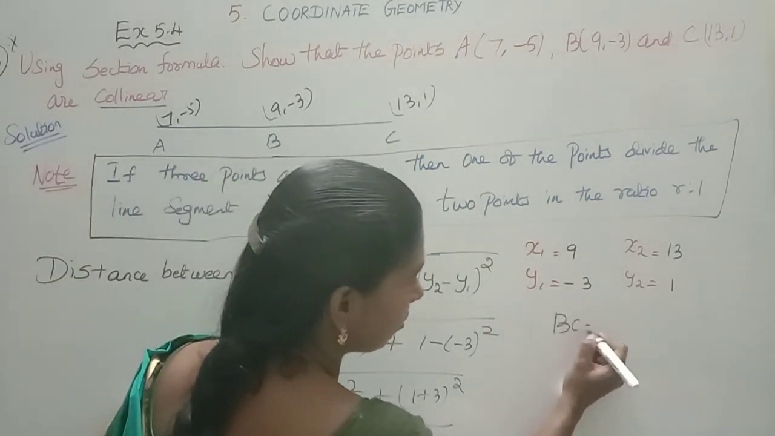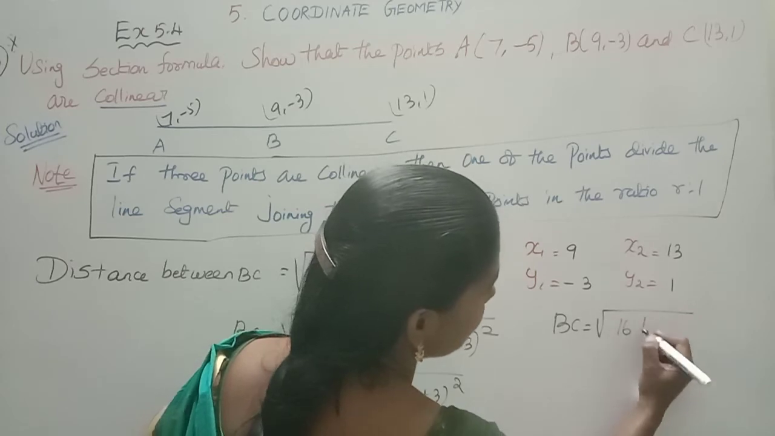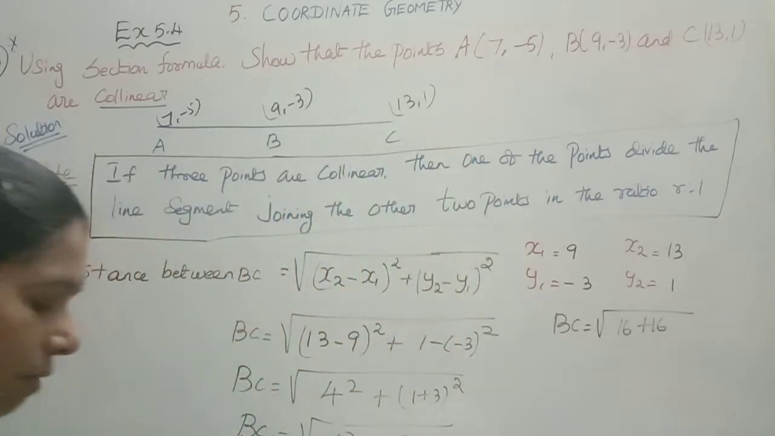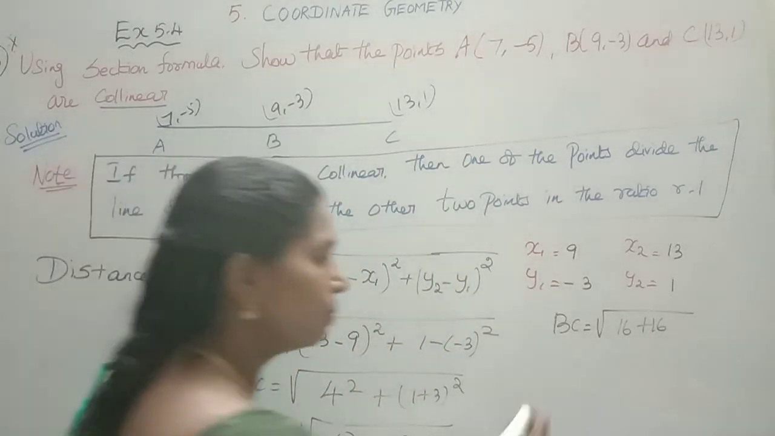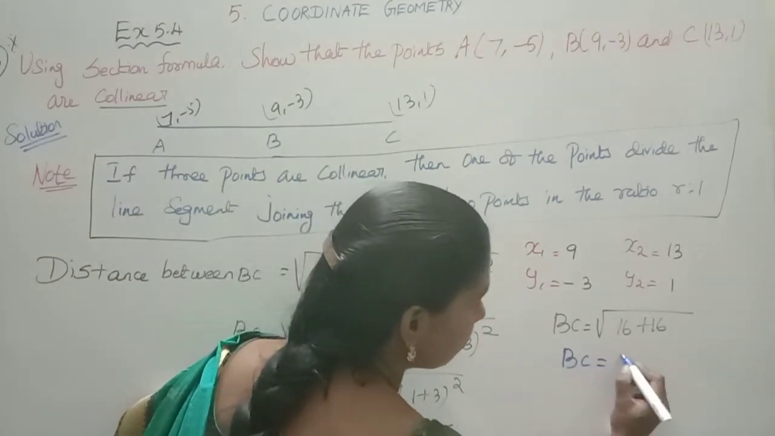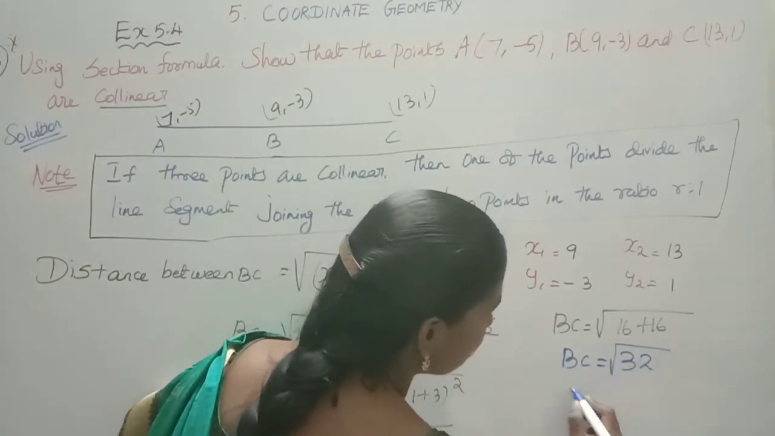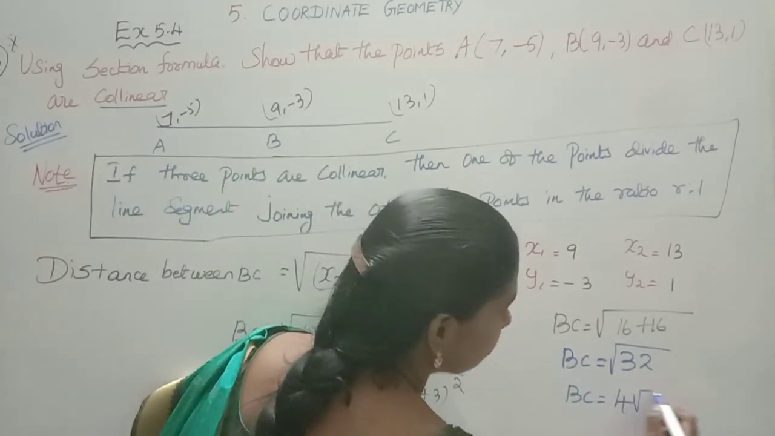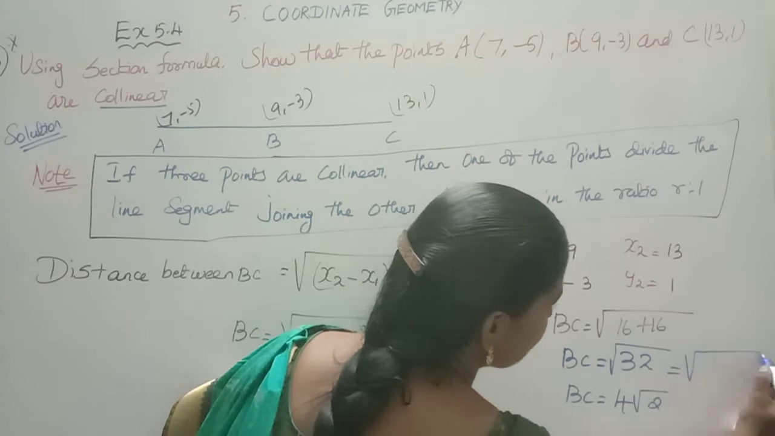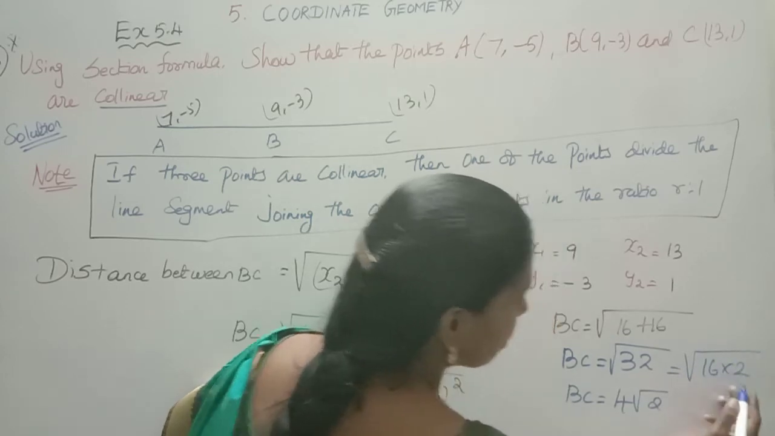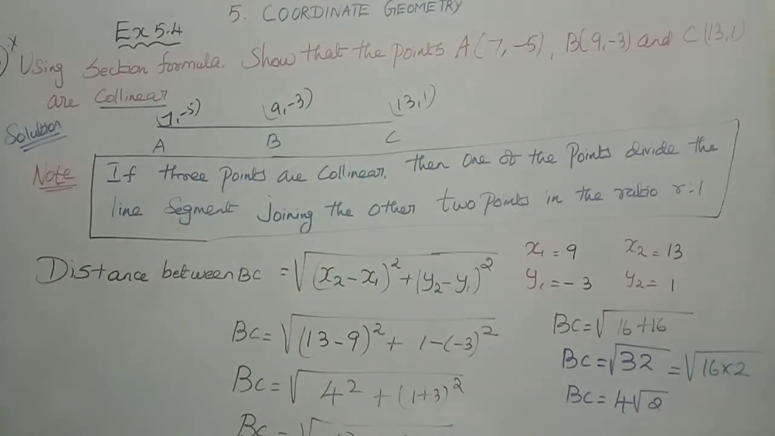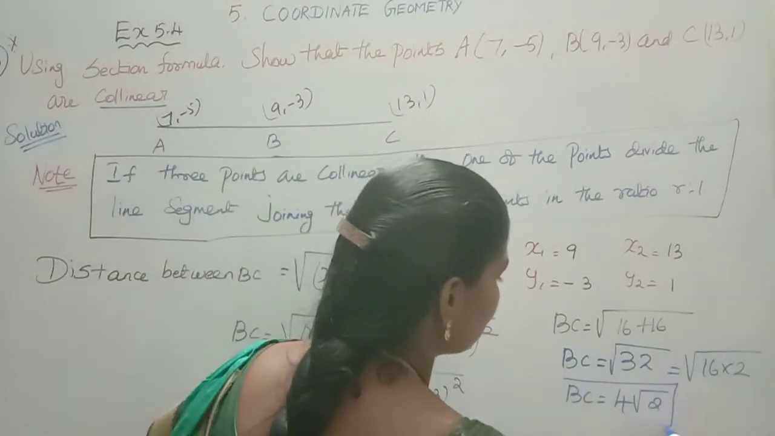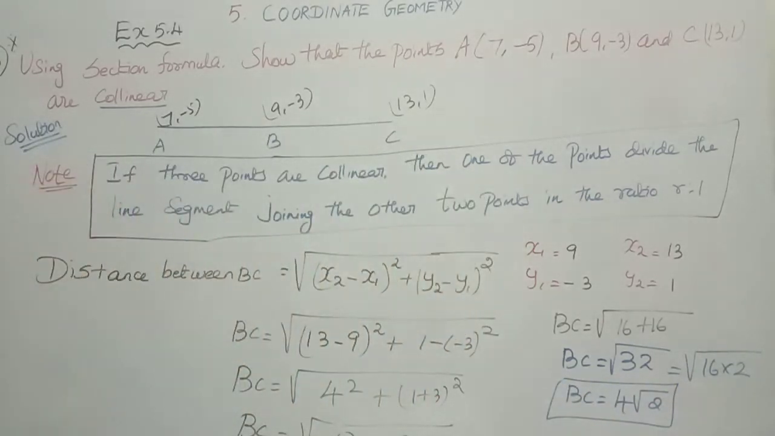So BC equal to square root of 16 plus 16. Understand? Square root of 16 plus 16 is equal to 32, root 32. So if you split this, you are getting 4 root 2. That is 32 can be split as 16 2s are 32. So for 16, what is the square root? 4. 4 root 2. Now we got AB equal to 2 root 2, BC equal to 4 root 2.